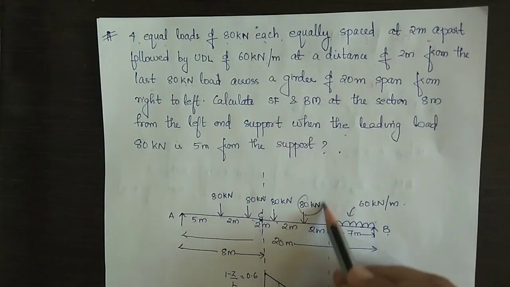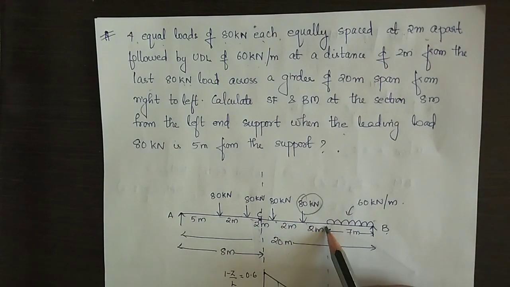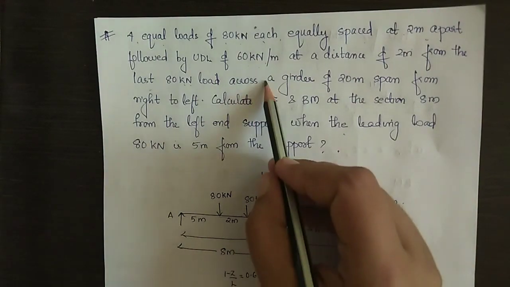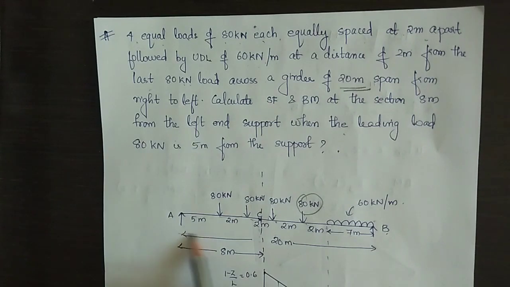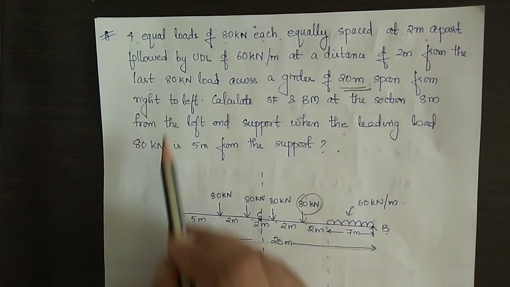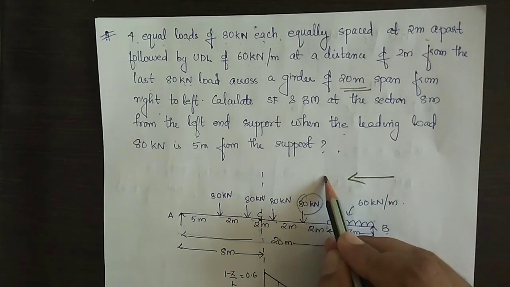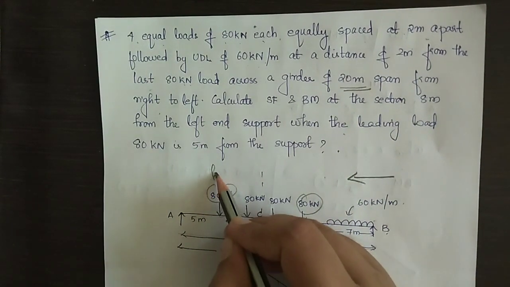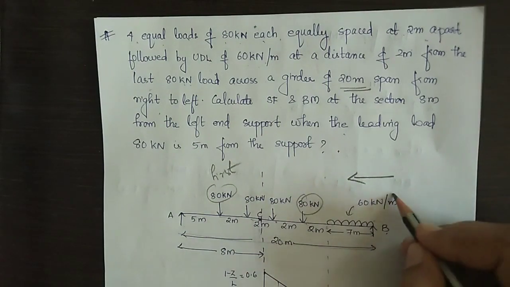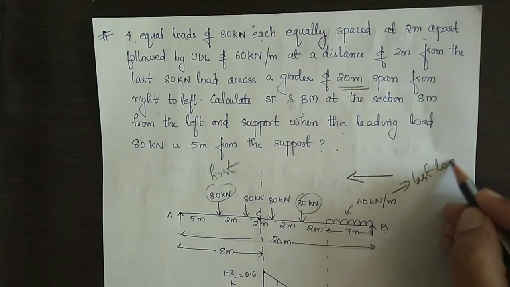The 80 kilonewton loads are followed by a UDL at a distance of 2 meter from the last 80 kilonewton load. From the last 80 kilonewton load at a distance of 2 meter, I have drawn 60 kilonewton per meter, and the girder span is 20 meter from right to left. That is, the load is moving from right to left. So the first load is this 80 kilonewton and the last load is this UDL 60 kilonewton per meter.